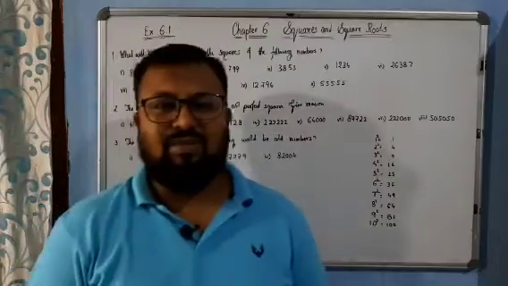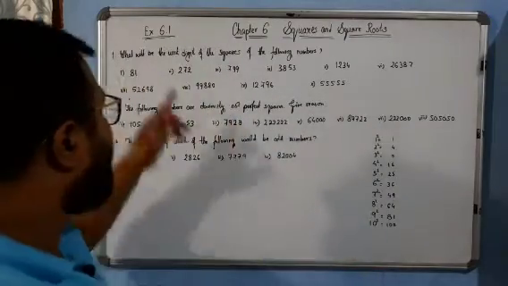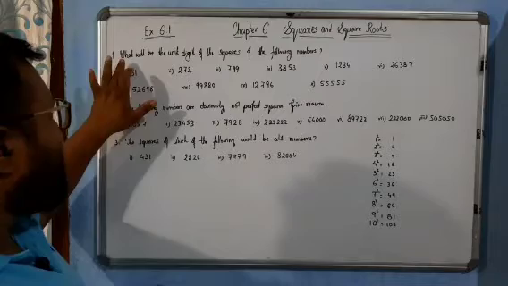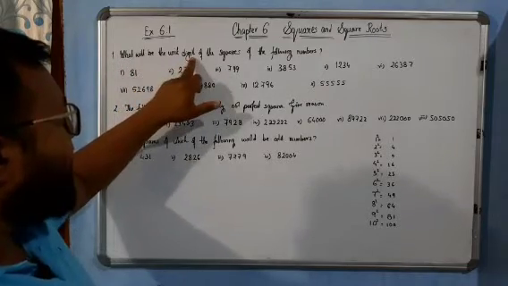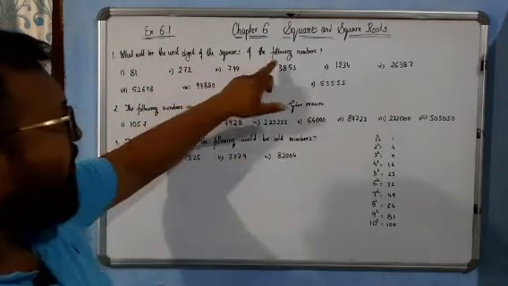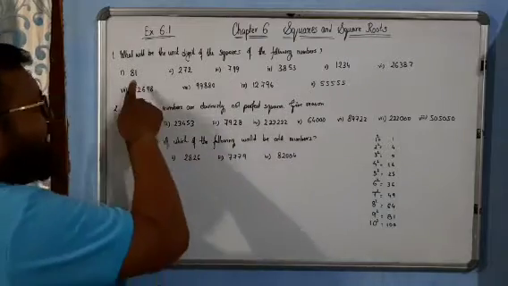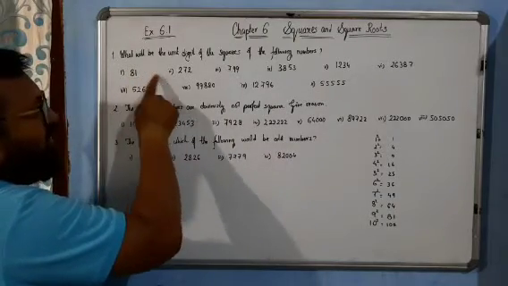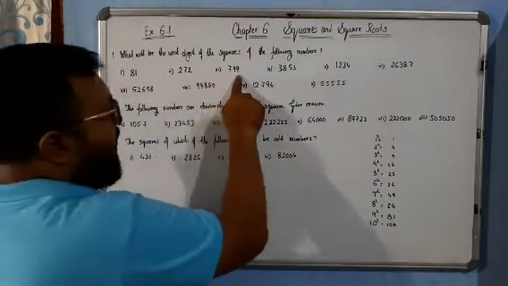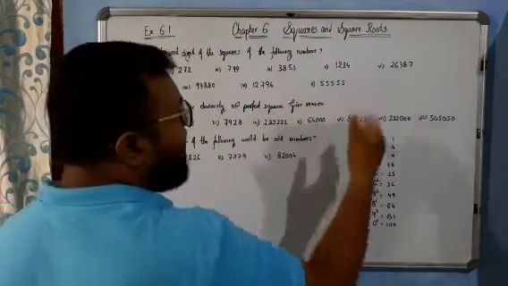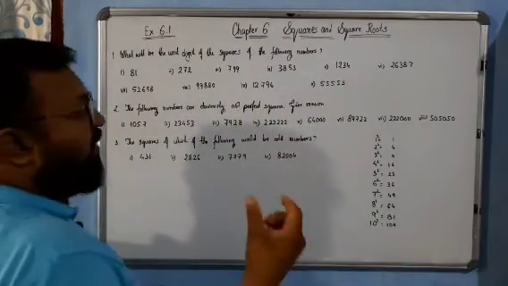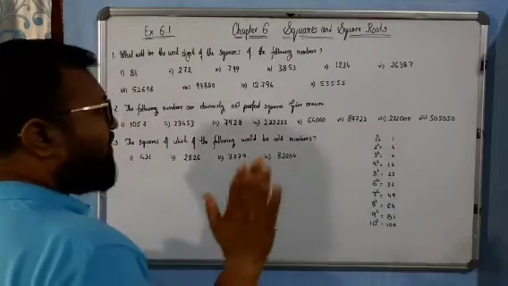Hello students, now come to the first exercise of this chapter, exercise 6.1. Here the question says, what will be the unit digit of the squares of the following numbers? If we start squaring 81, 272, 799, 3853 like this, what will be the unit digit in the resulting number? So it's very simple.